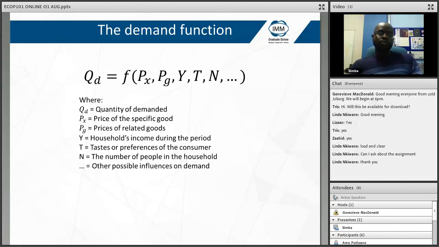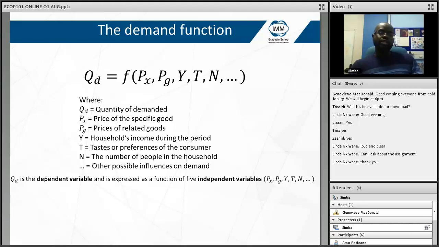So if you look at the price of the specific good, we are saying that the price of the specific good shows us the relationship or the law of demand. We say the higher the price, the lower the quantity that is demanded, right? The higher the price, the lower the quantity that is demanded, holding all other things constant, which is basically the law of demand. So there's an inverse relationship there between the price of the product and the quantity that is demanded. When price increases, quantity demanded will decrease. When price decreases, quantity demanded will increase.